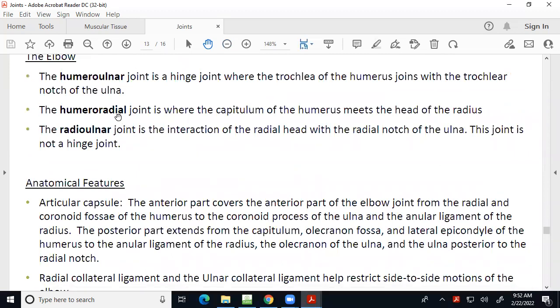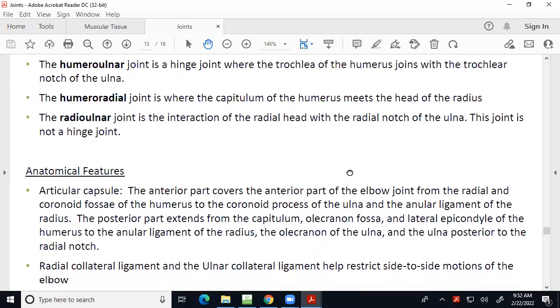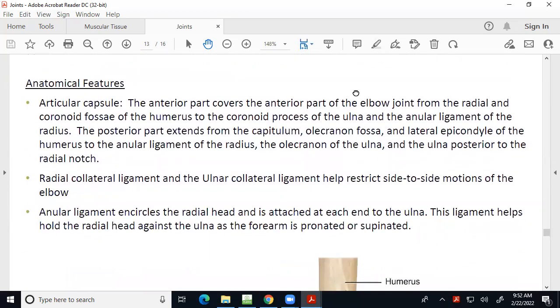The humeroradial joint is probably the least important of the three. It is just the connection between the capitulum of the humerus and the head of the radius, just where those two bones meet. Really nothing super important between those two. The radial ulnar, not gradial. The radial ulnar joint is the interaction of the radial head with the radial notch of the ulna, and is not a hinge joint. This is what allows for you to do that supination pronation. So it allows for that pivotal motion that we talked about.